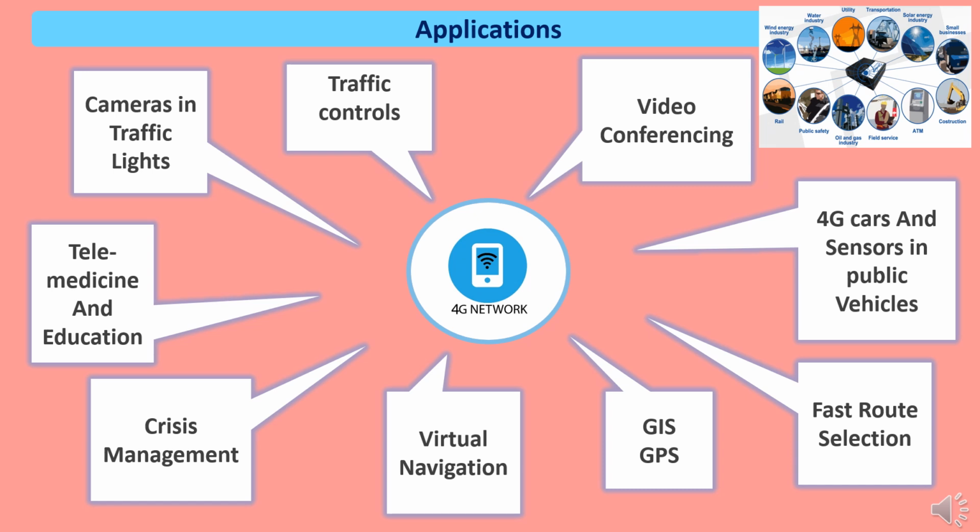Smart vehicles and IoT devices that share data in real time. Surveillance and public safety systems, such as cameras and traffic lights. In short, 4G is the foundation of today's connected world, powering everything from smartphones to smart cities.